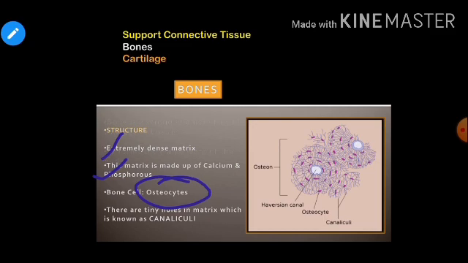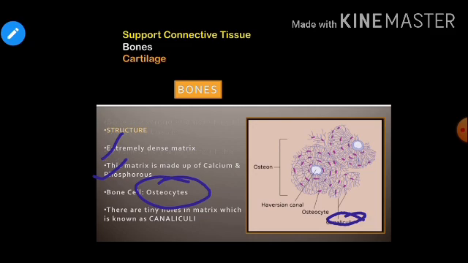Now children, there are tiny holes in the matrix which are known as canaliculi. It is very clearly shown in the picture that there are tiny holes present. They are known as canaliculi, and they are used to communicate between the cells. So these holes actually work for the communication between the cells of bone. Now when we look at the structure of bone, we have so many bone cells, so many osteocytes. So there has to be some means of communication between the osteocytes, right? So that is the basic purpose of canaliculi.